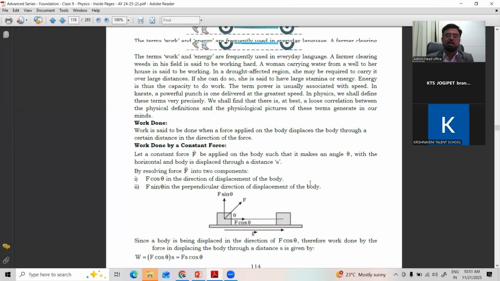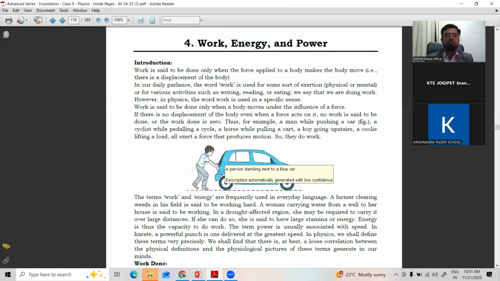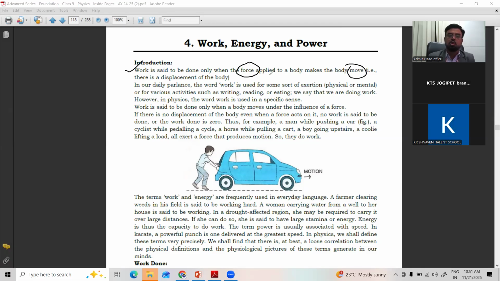You can see page number 114 of your material, where we can see about work, energy and power. Just before going for work, what is work, what are the types of work, some introduction part is given to understand what is work. So work is said to be done only when a force is applied on a body and makes the body move. Very important. So there are 2 terms that will come for work: one is force, the other is motion.